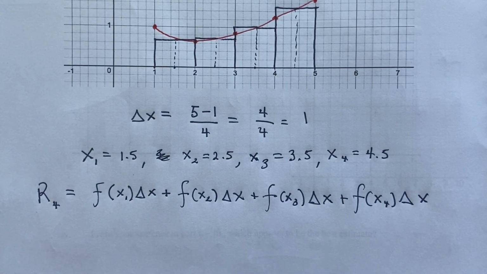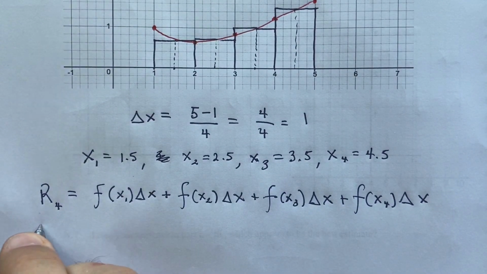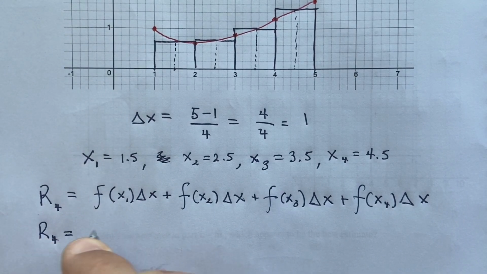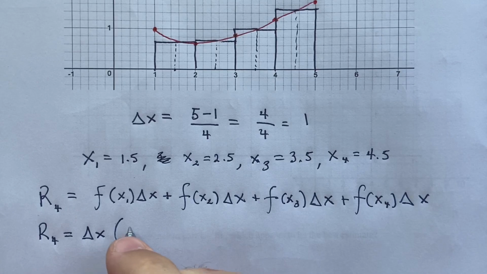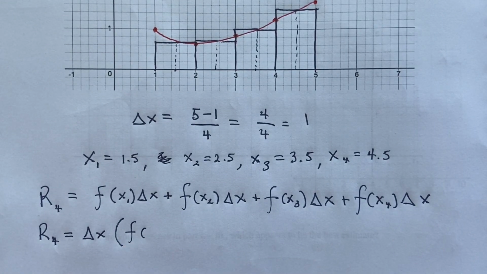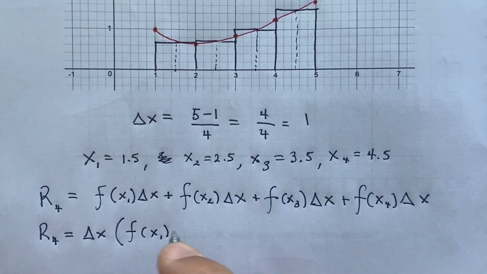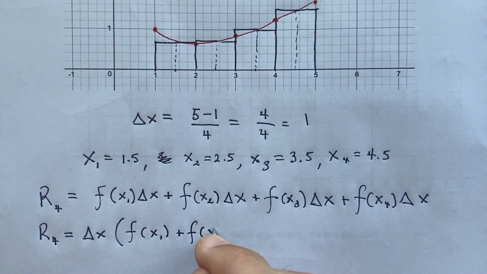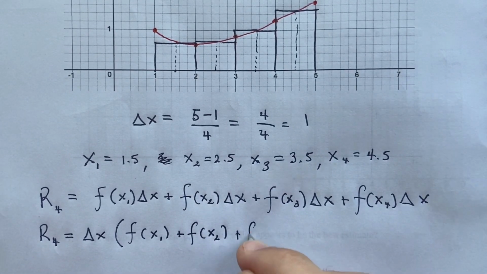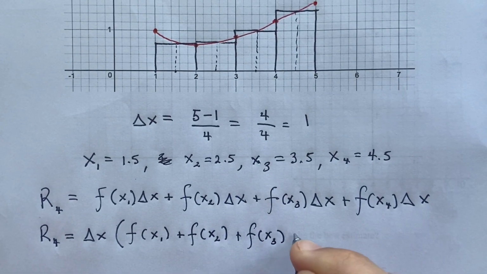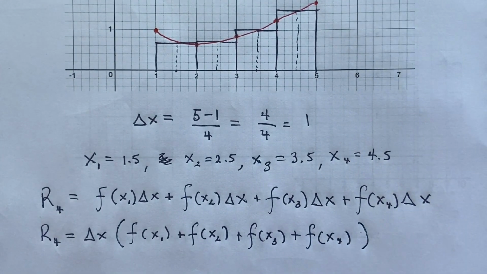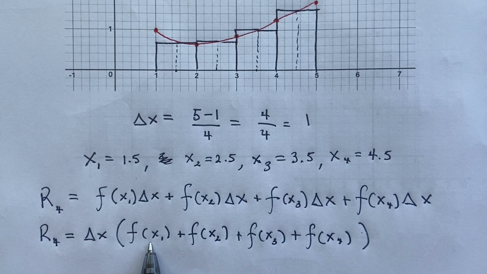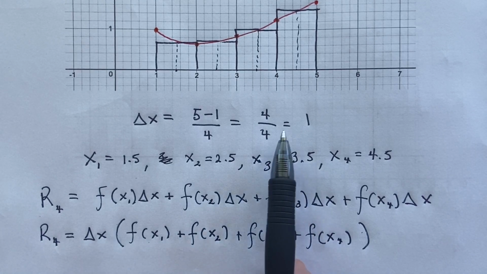I can factor out delta x. So R sub 4 will be delta x times f of x sub 1, x sub 2, x sub 3, x sub 4. So now actually evaluating these and plugging in delta x, which we know to be 1.